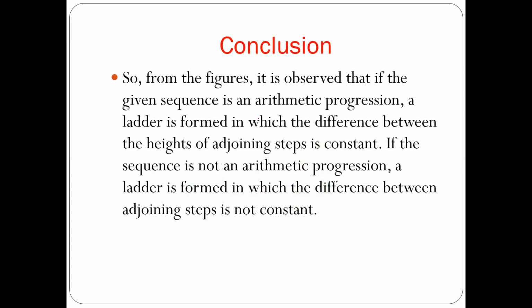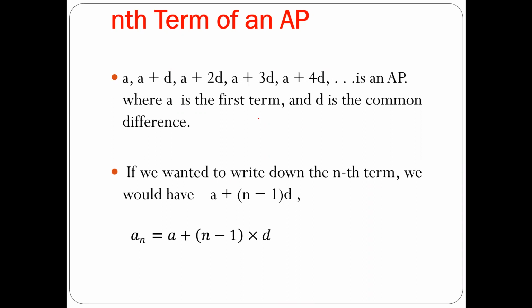Conclusion from the figure: if the given sequence is in arithmetic progression, a ladder is formed in which the difference between the heights of adjoining steps is constant. If the sequence is not in arithmetic progression, a ladder is formed in which the difference between the adjoining steps is not constant. This is the activity we will do, and now find the nth term.